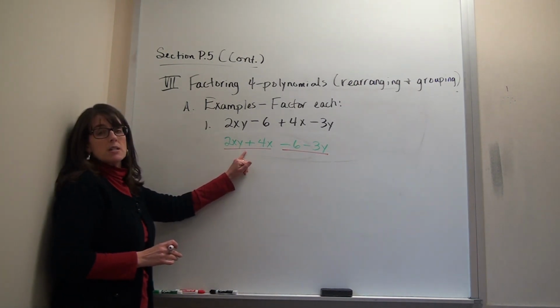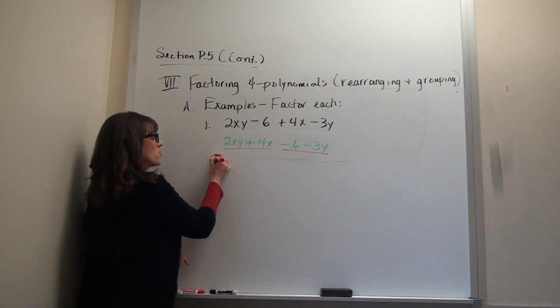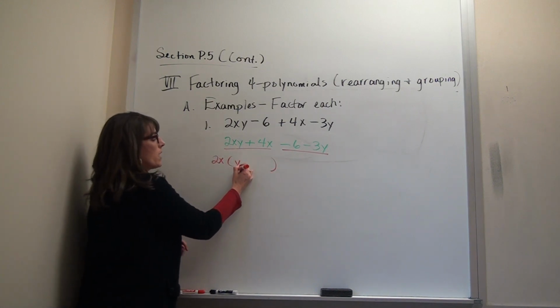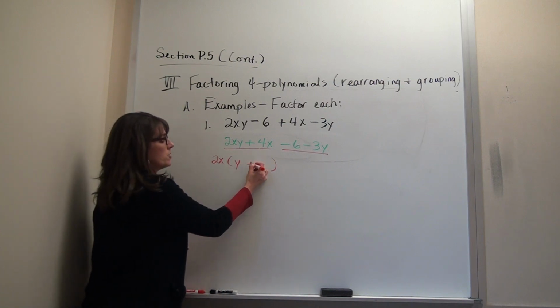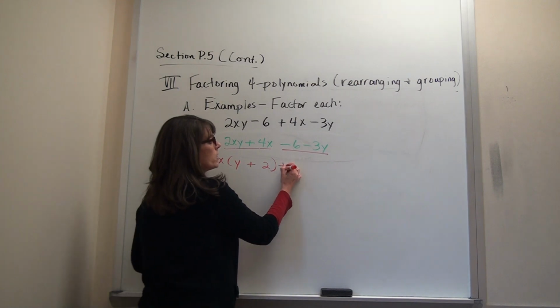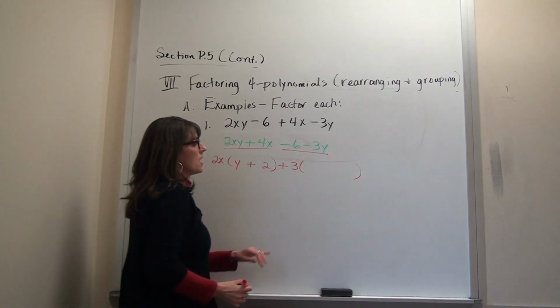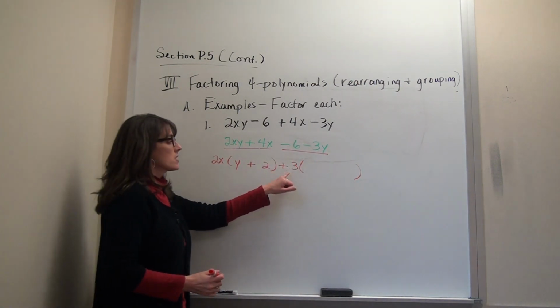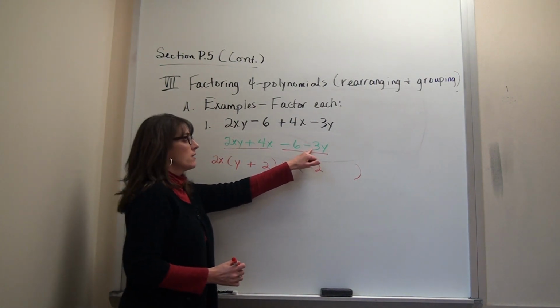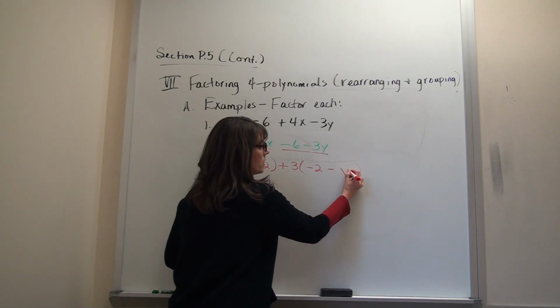Notice that within these, both of them have a 2x in common. So I'm going to drag that common 2x out. When I take it out of here, I'm left with a y. When I divide it out of here, I'm left with a 2. And notice with these 2, I can take a 3 out. Now, watch what happens if I do it this way. If I divide this by 3, a negative 6 divided by 3 is a negative 2. If I divide this by a 3, negative 3 divided by 3 is a negative 1.